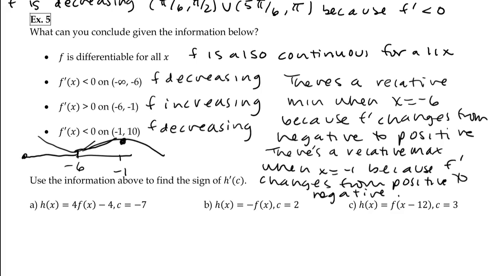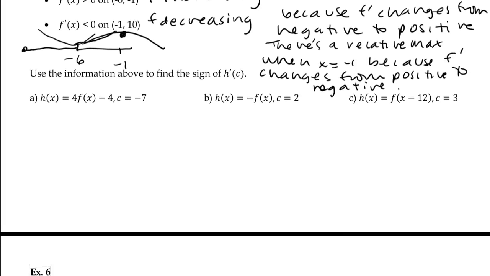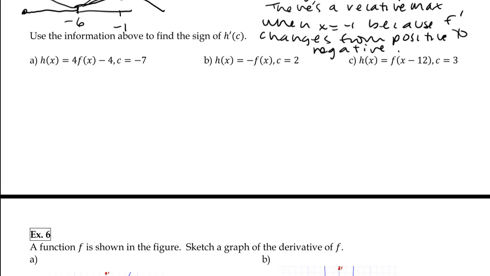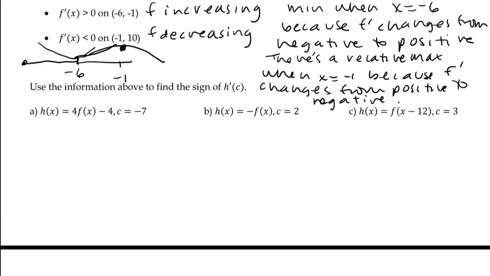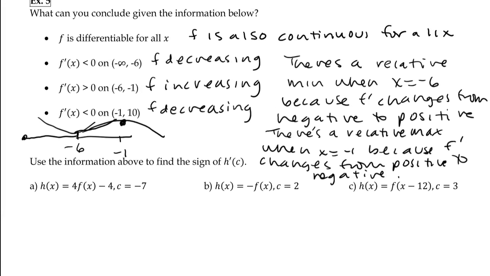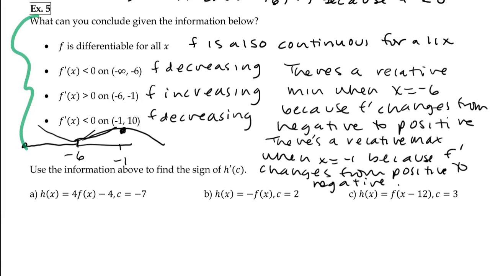Going on to 5, just continuing with 5, I just wanted to explain what this means. I want to say there was something like this in your book, and I thought you might need help with it. So if we want to find the sign of h prime of c. I was looking at example 5 up here as though it was separate, but all of this is going to pertain to what we're using right here.